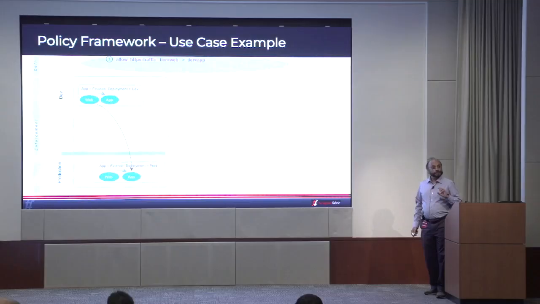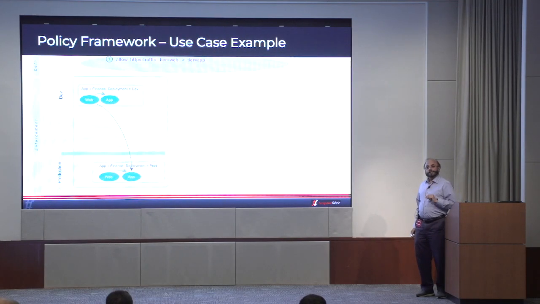Here is an example. The policy is: allow HTTPS traffic between tier web and tier app, right? So here is your deployment. It says web can talk to app, okay? Now you have a production deployment, and the same policy applies. It says web can talk to app. Now what that also means is web can talk to app, doesn't matter where it is.